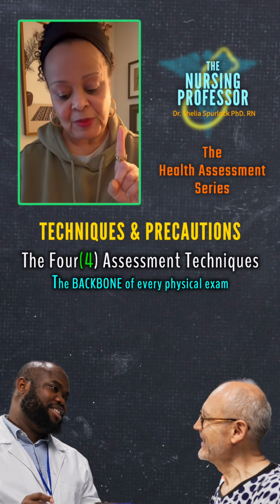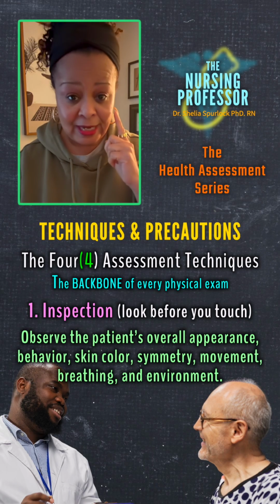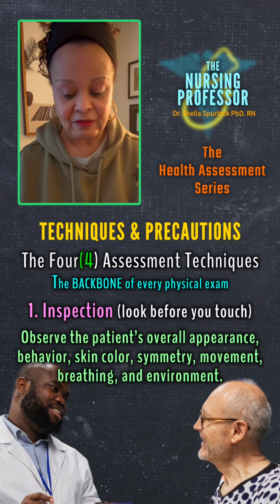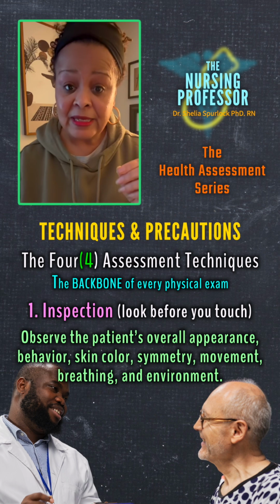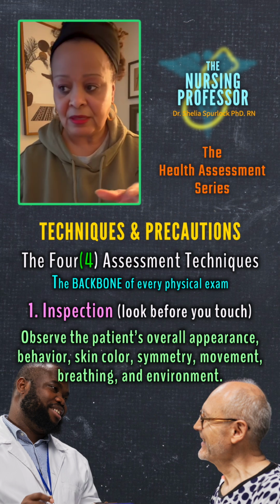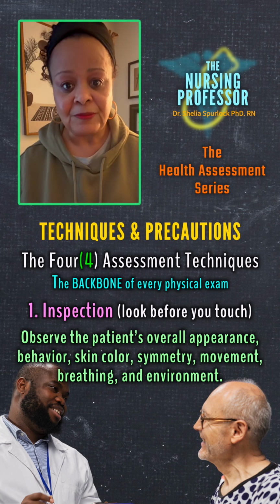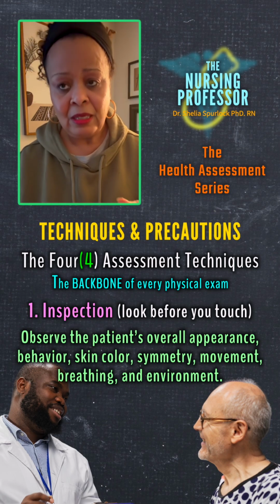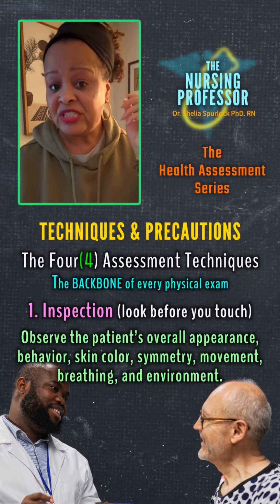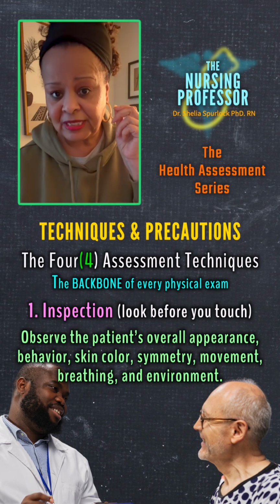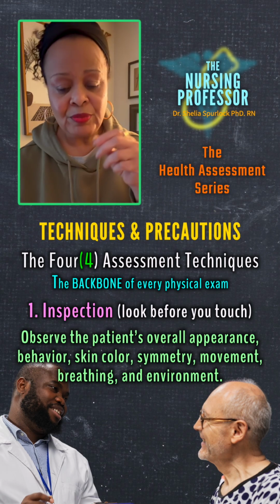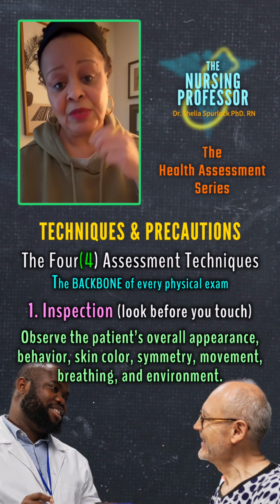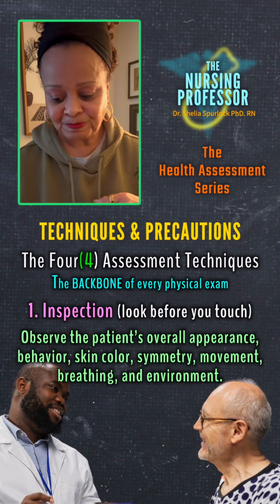First one, inspection. Inspection is where we're using our eyes. We're looking to see if there's any abnormality. We're using things like adequate lighting, because if you have a dark room, you can't see what's looking abnormal on your patient. You want to use tools like a pen light. You would use an otoscope, which is the device that has a light on it that goes in a person's ear. You would use an ophthalmoscope, which is the instrument that has a light on it that goes to examine the person's eyes.